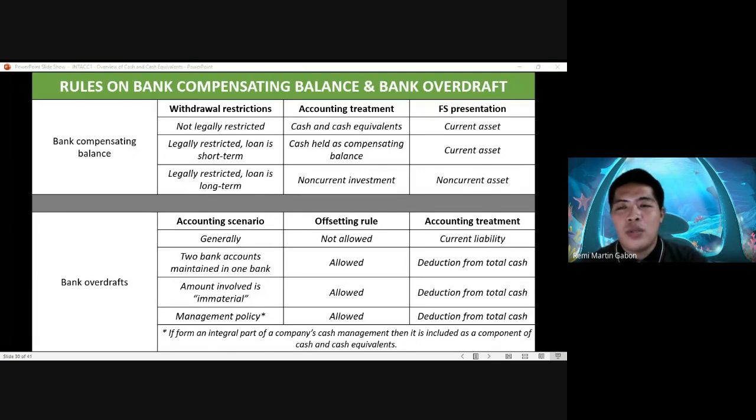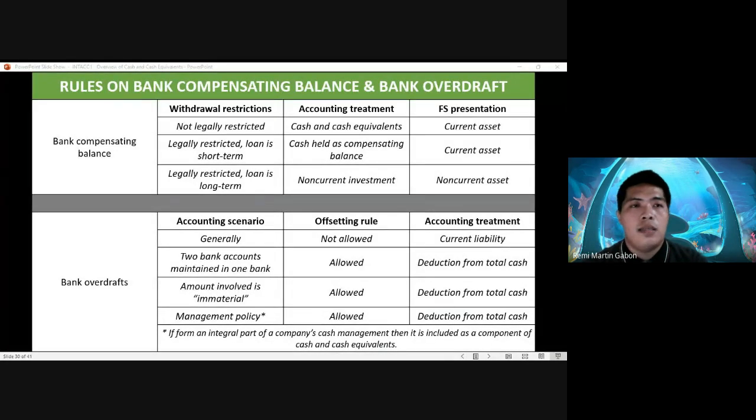Diba? I have questioned you before kung sa inyo ba yun? I'm not sure kung sa inyo yun. If the bank compensating balance, I mean the minimum balance, can be withdrawn. Sa inyo ba yun? Nagtanong ba ako sa inyo niyan? Hindi, wala ata. Baka sa morning ata yun.